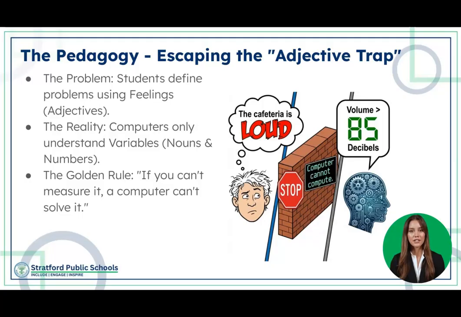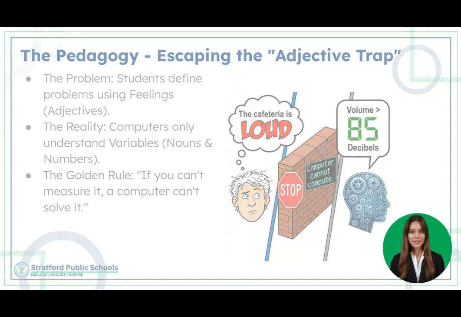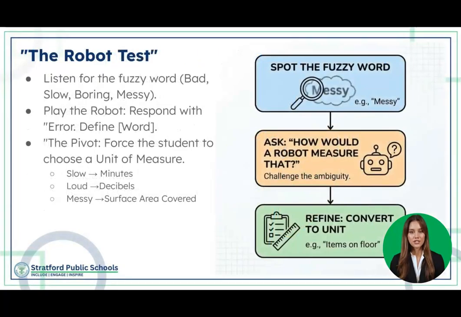Students naturally speak in feelings. The lunch line is slow. The room is hot. The test was hard. But a computer doesn't know what hard means. To a computer, those are just errors. To teach Standard 1.5, you must force students to stop acting like critics and start acting like sensors. They have to swap the adjective slow for a measurable variable, time. Until they do that, they aren't doing computational thinking. They're just complaining.